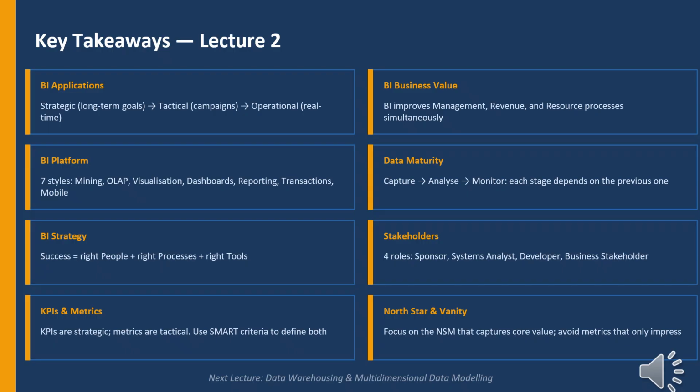BI strategy. Success depends on managing all 3 pillars together: the right people collaborating across teams, the right processes governing data quality and governance, and the right tools that users will actually adopt. Stakeholders. Every BI project involves 4 roles: the project sponsor who sets the vision, the systems analyst who translates requirements, the developer who builds the system, and the business stakeholder who uses and validates the output.